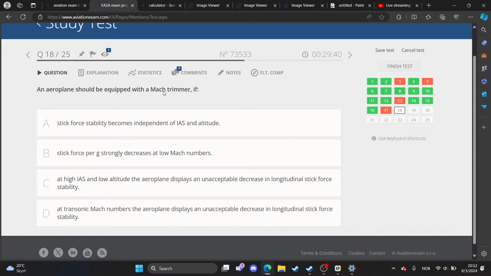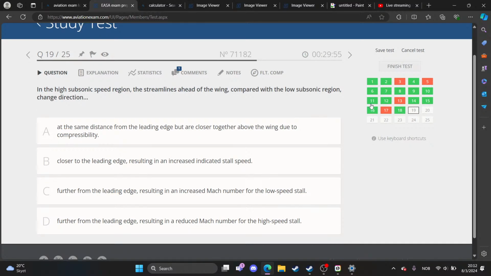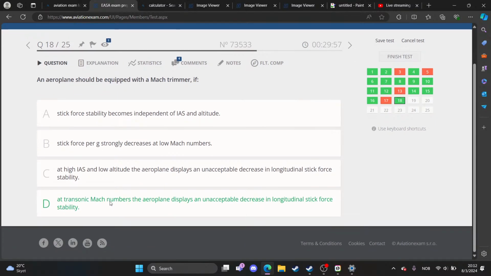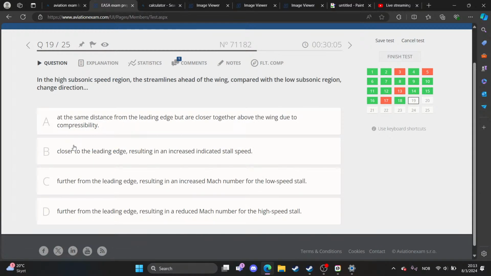An airplane should be equipped with a Mach trimmer if... this one only makes sense. The airplane experiences an unacceptable decrease in limits for stability. Yes. Gonna have to go through the stability chapter at some point. Probably do it tomorrow. That doesn't make any sense to me.